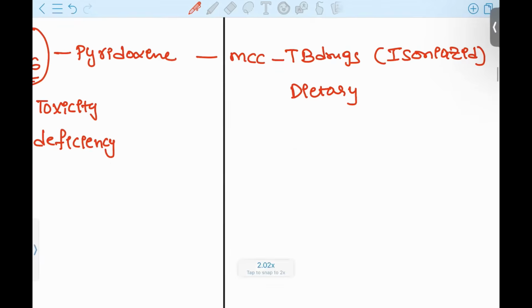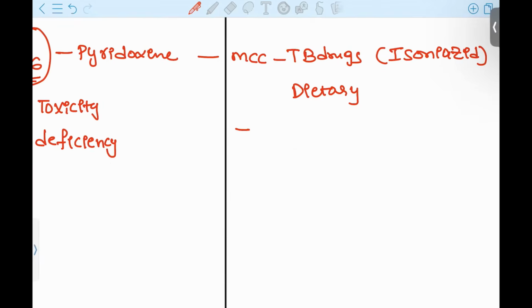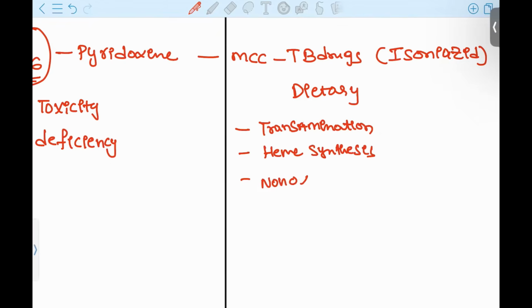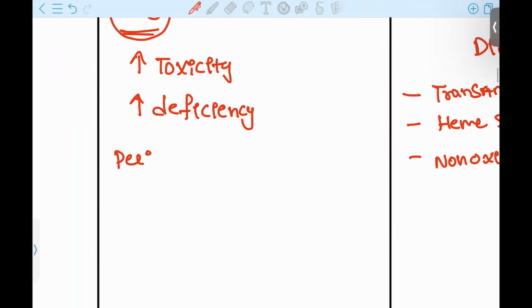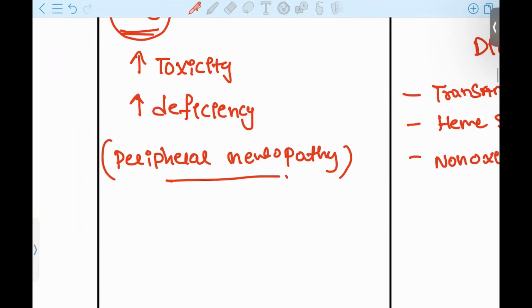And pyridoxine is very important in specific transformations in enzyme pathways like transamination. Okay, this is important for the transamination of the amino acids, and also this is important for your heme synthesis, and also for non-oxidative decarboxylation. Next, how will this be presented? Peripheral neuropathy is the classic presentation of patients suffering from pyridoxine deficiency. Okay, this is how this condition will be presented.